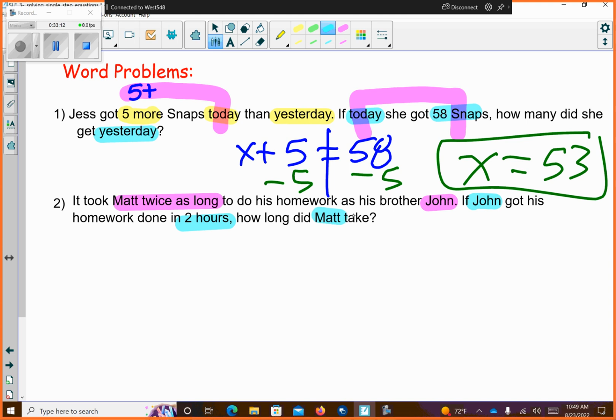Okay, so is that my book? That's my book. I got you. All right, here we go.